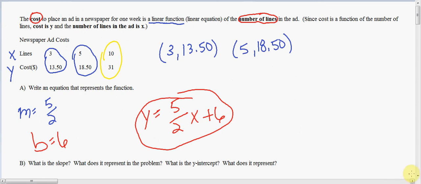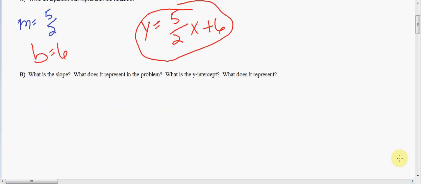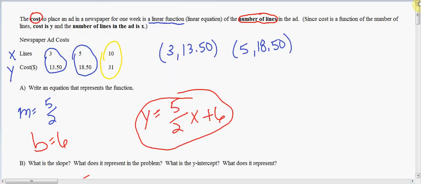Alright, the next thing that I want to do here is figure out my slope, which I already know, and then more importantly I want to figure out what it represents in the problem, and do the same thing with the y-intercept. So slope is 5 over 2, and if I remember that it's rise over run for the slope, rise being the y, I can go back up here and I can remember that my y is the cost and that the x is the number of lines.